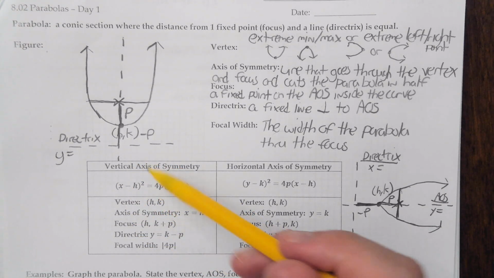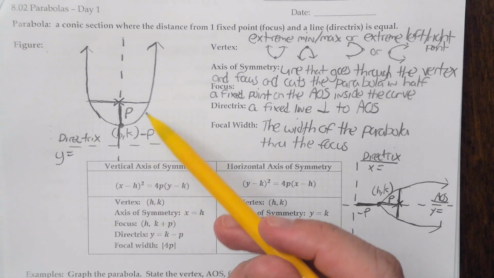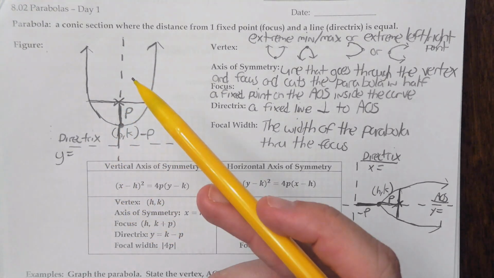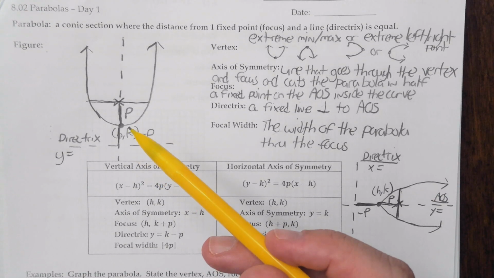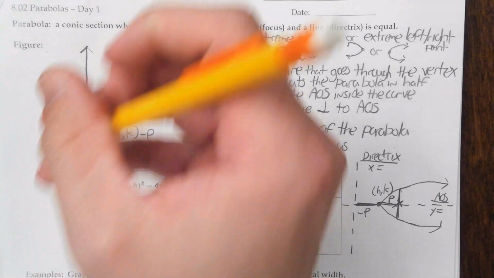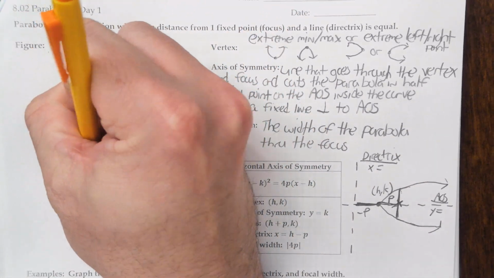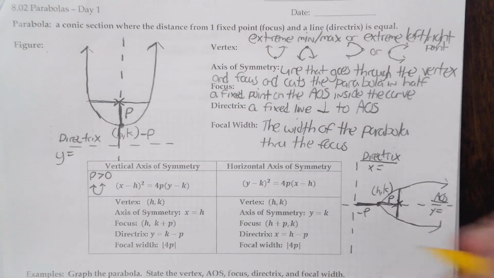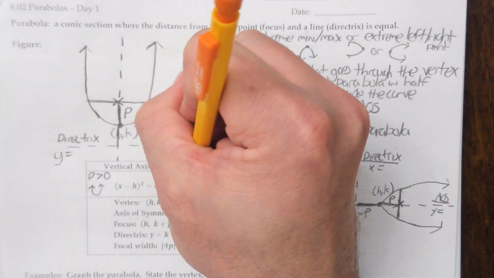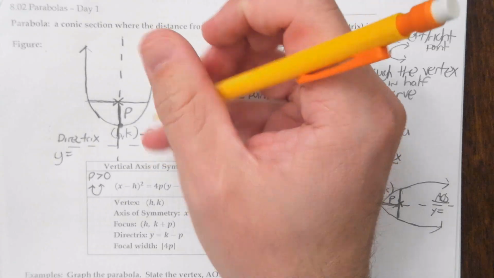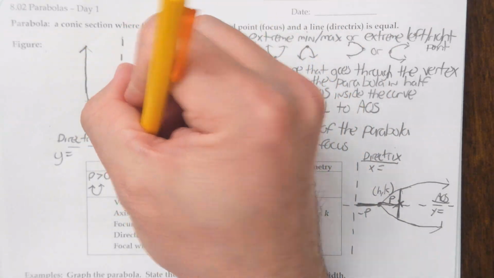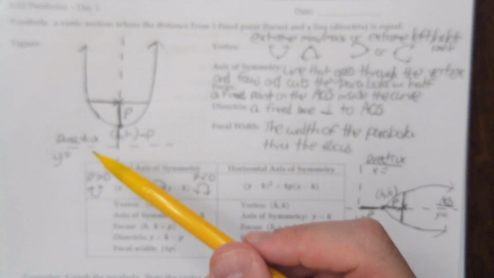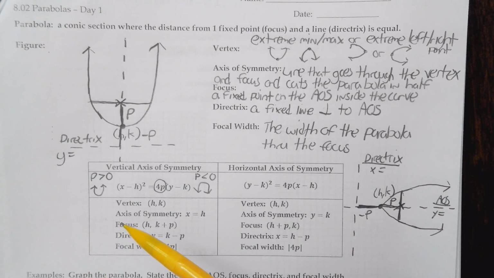Our vertex, like we talked about, is (h, k). When our parabola opens up or down, our axis of symmetry is x equals h. How do we know when it opens up? If p is greater than 0, the parabola is going to open up. If p is less than 0, it's going to open down. Also notice the 4p here, and x is squared. When x is squared, the parabola either opens up or down.